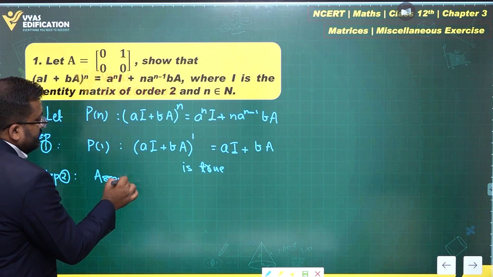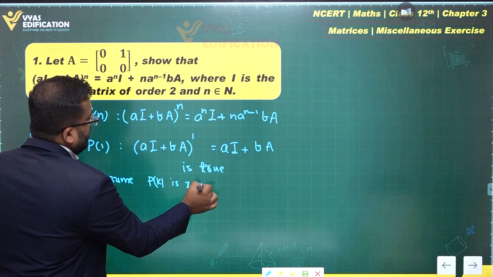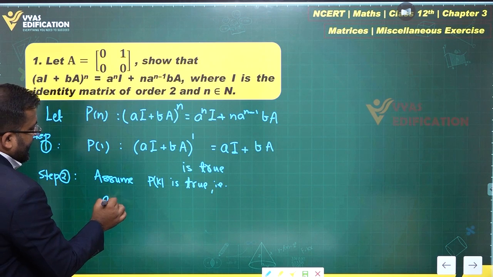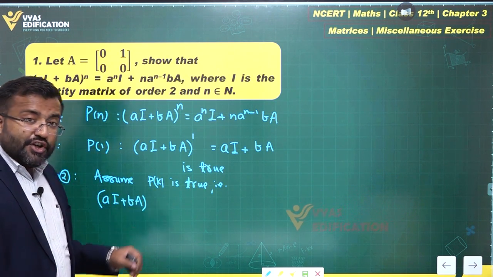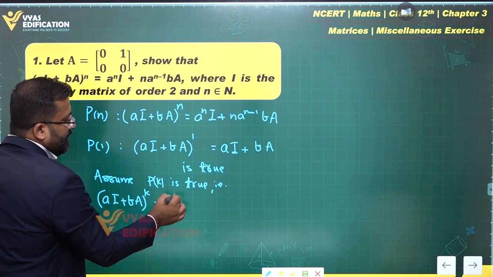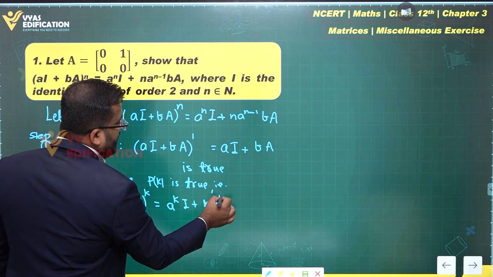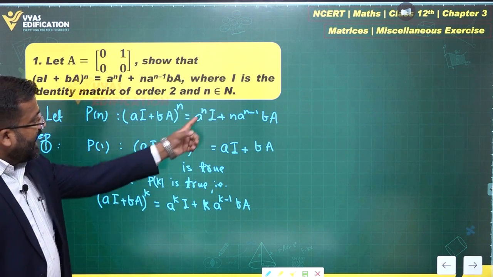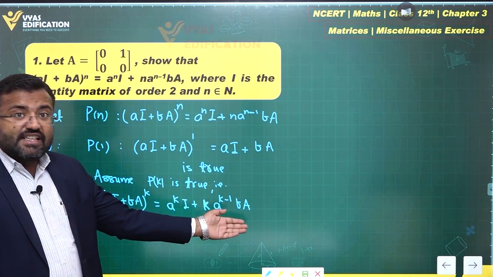Assume Pk is true. That is, what does that imply? In (AI + BA)^n, instead of n, I have to substitute k. So (AI + BA)^k is equal to A^k I + k A^(k-1) BA. Observe that. Instead of n, I have written k at all places. And we have assumed that this is true.